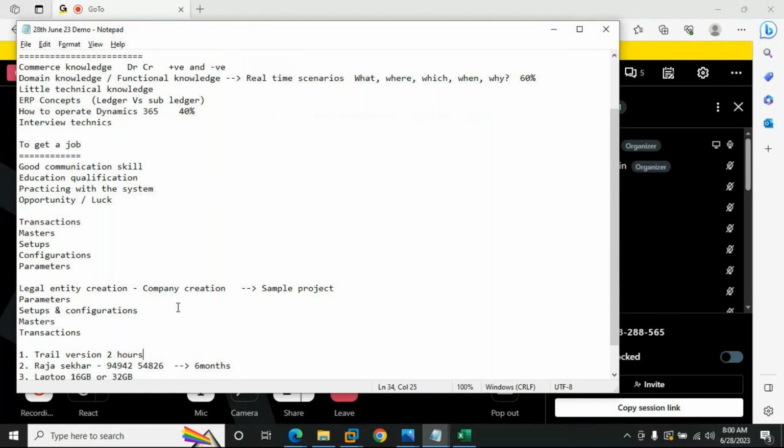Okay, so that is the reason. The problem is this one is for temporary purposes only. Suppose you get stuck and you want to show the error message to me, then you cannot, if it is a trial version. Correct, that is the problem.